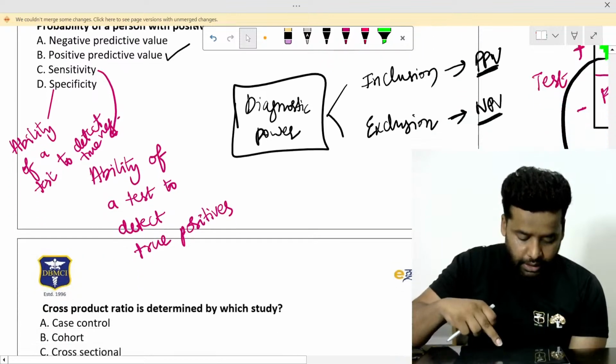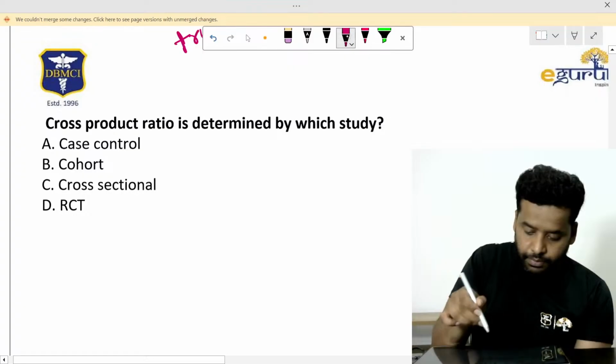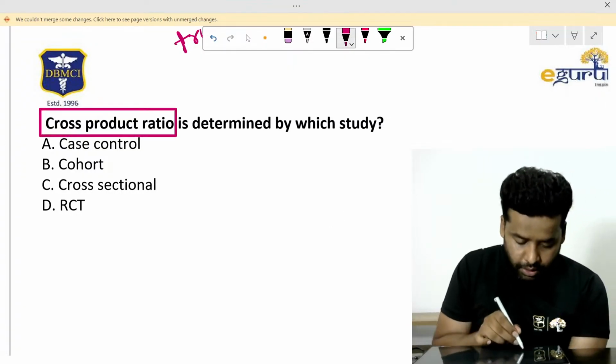Cross product ratio. What is one more name for cross product ratio? Odds ratio.